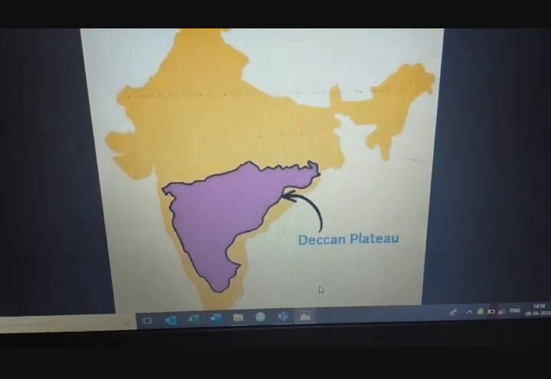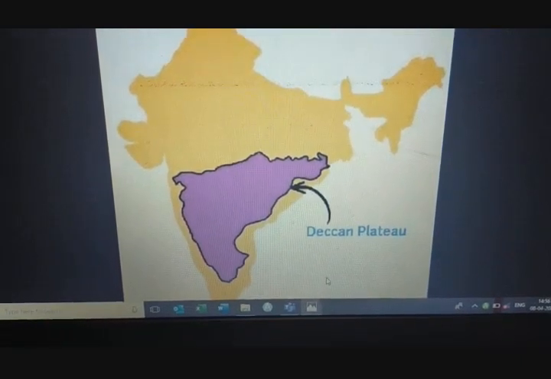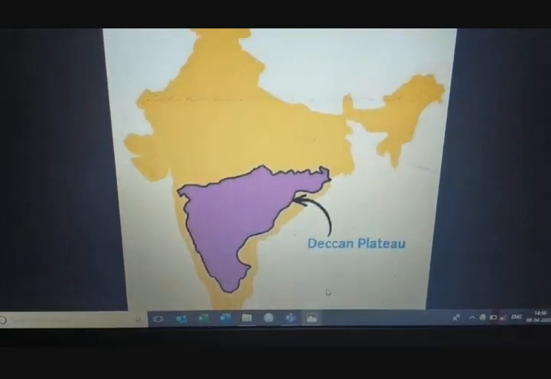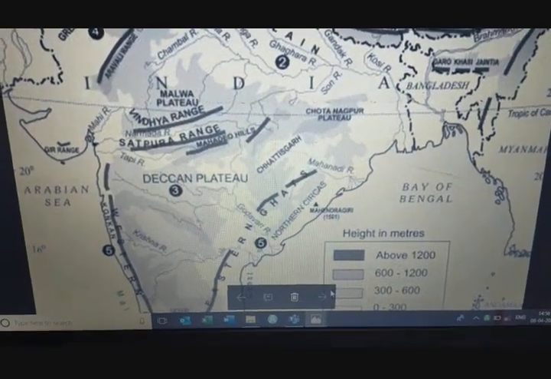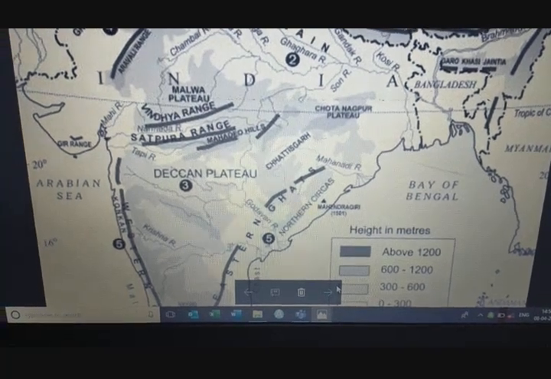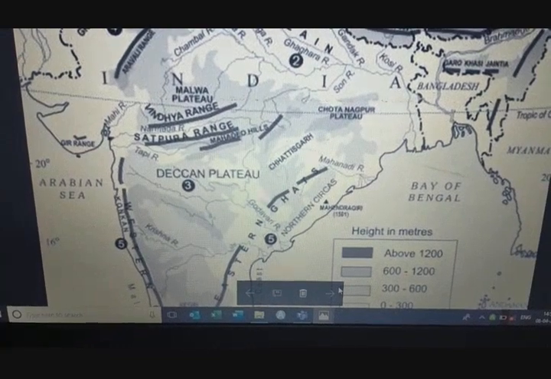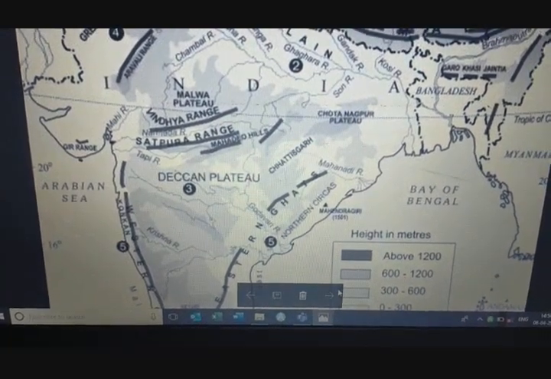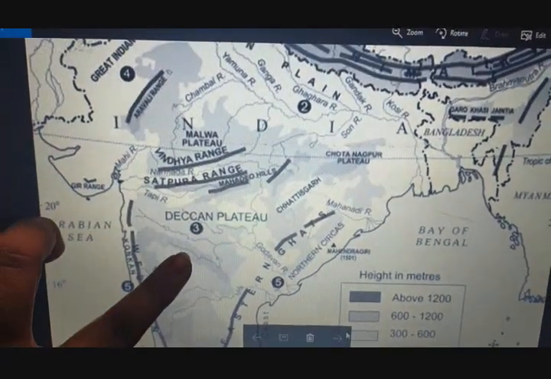The next topic that we are starting after Central Highland is Deccan Plateau. If you can see clearly in the image, it shows that Deccan Plateau is a triangular landmass. Deccan Plateau lies towards the south of Narmada River. It's quite obvious since Narmada River separates Deccan Plateau and Central Highland, and Central Highland lies towards the north of Narmada River. So the Deccan Plateau lies towards the south of Narmada River.